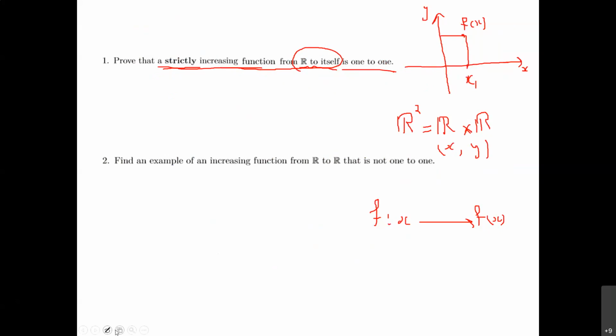So if I draw this, it's strictly increasing. Does that mean that because it's strictly increasing, it's injective?